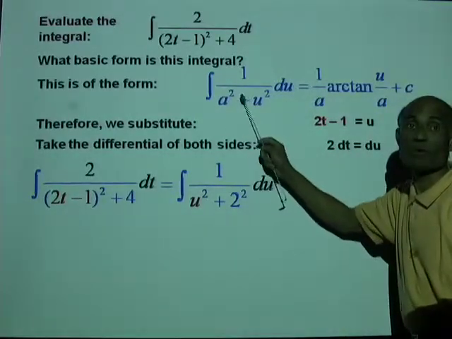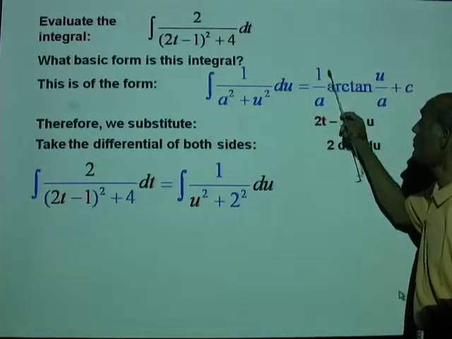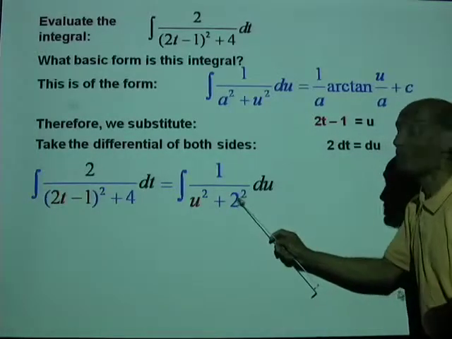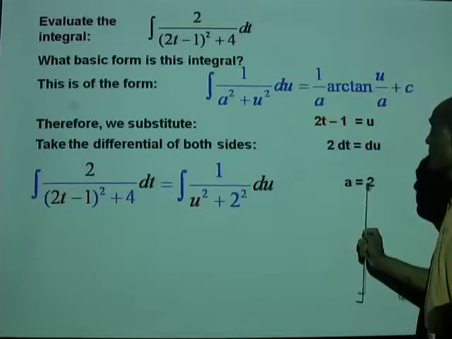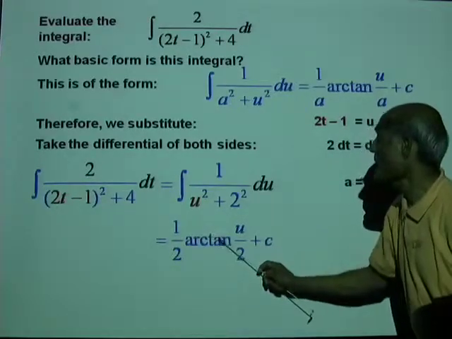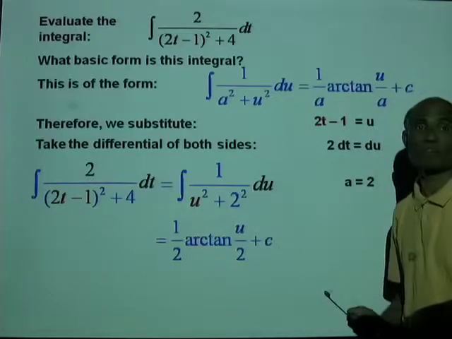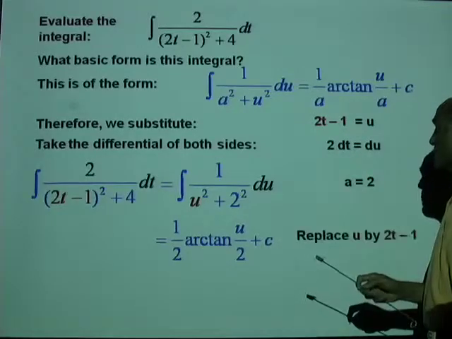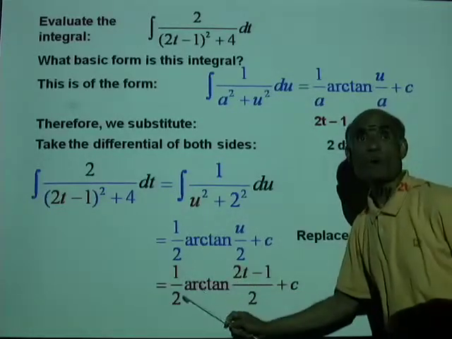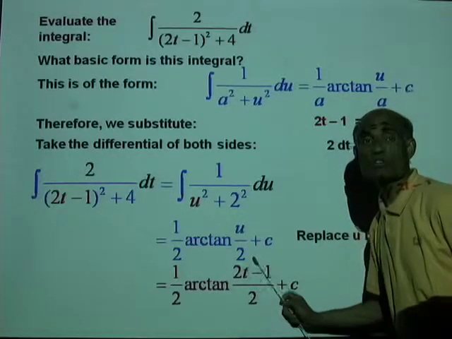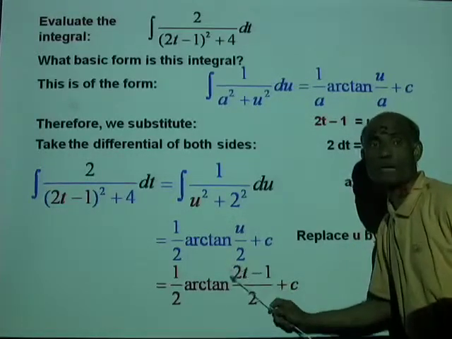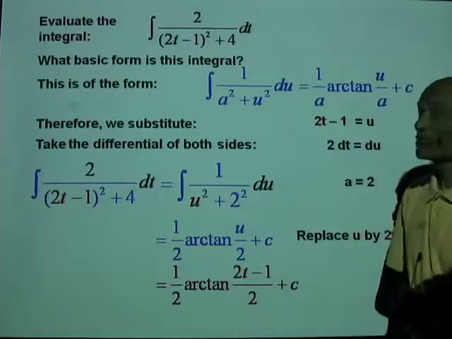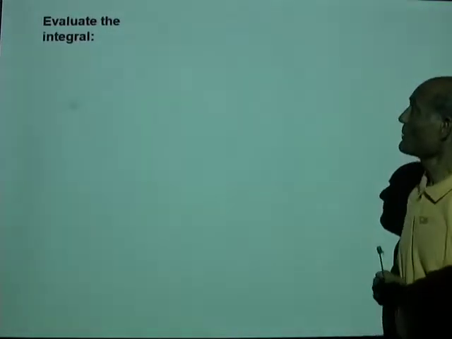Integral 1 over a squared plus u squared du is 1 over a arctan u over a plus c. So this will be 1 over a, which is 1 over 2, arctan u over 2 plus c, and replace your u. What's our u? 2t minus 1. So your answer is 1/2 arctan of the quantity 2t minus 1 over 2, plus c. Alright, a beautiful integration.